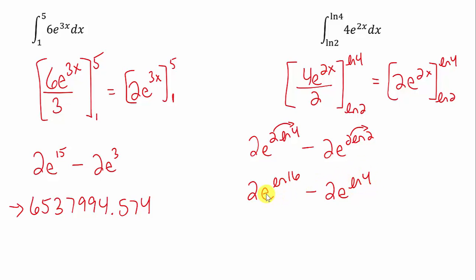And then remember that we talked about this, and when e and natural log are next to each other, my result ultimately is just going to be the 16. So this becomes 2 times 16 minus 2 times 4. And when you do that, you get 24. But if you had typed this into your calculator, you would have gotten 24 as well. Okay?